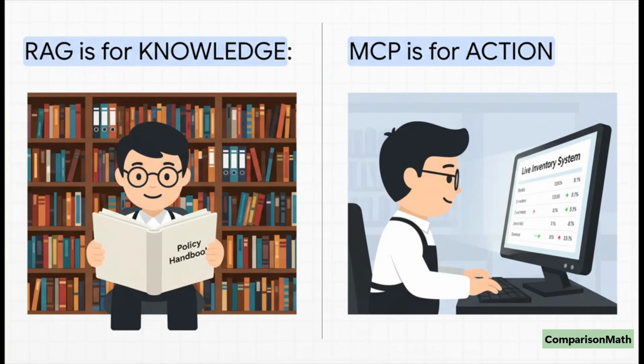The best analogy I've heard for this is a bookstore assistant. So if you walk up and ask, what's your return policy? The assistant uses their knowledge, that's RAG. They're retrieving information from a static handbook. But if you ask, hey, do you have the book Dune in stock right now? They have to perform an action. That's MCP. They have to check the live dynamic inventory system. One is about knowing something that's already written down. The other is about interacting with a system to get real-time info.